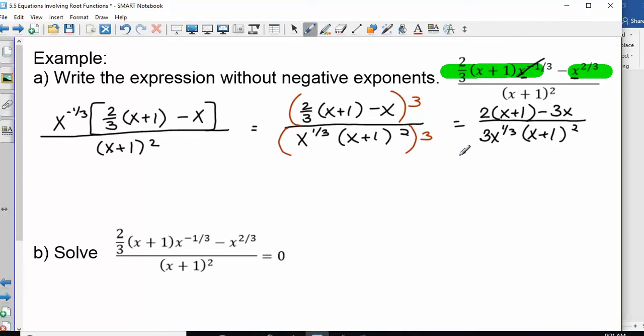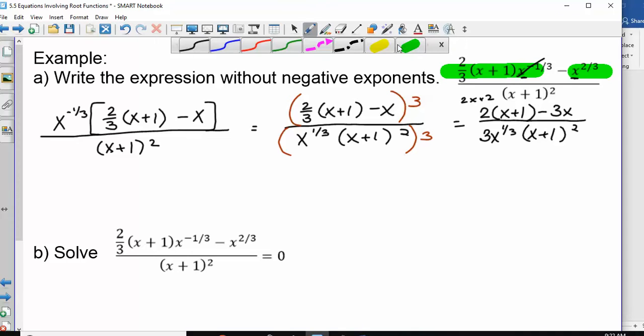We're close here. If I distribute, this becomes 2x plus 2. So combine like terms, 2x minus 3x. So, does the 3 just go into... Yes, because it's all one term. And then the negative x?